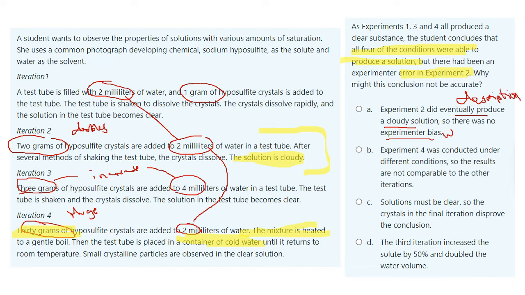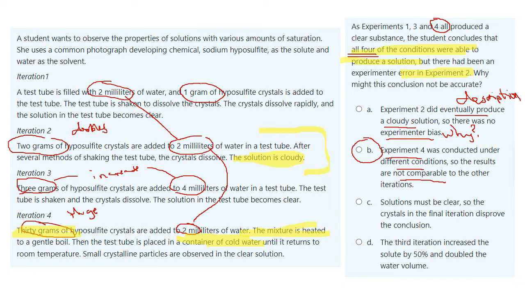Why can we say there was no experimenter bias and no experimenter error? B, experiment 4 was conducted under different conditions, so the results are not comparable to the other iterations. Well, it is saying 4, and the conclusion is that all 4 of the conditions can produce a solution. Because 4 is so different, it should not be compared to any of the others.